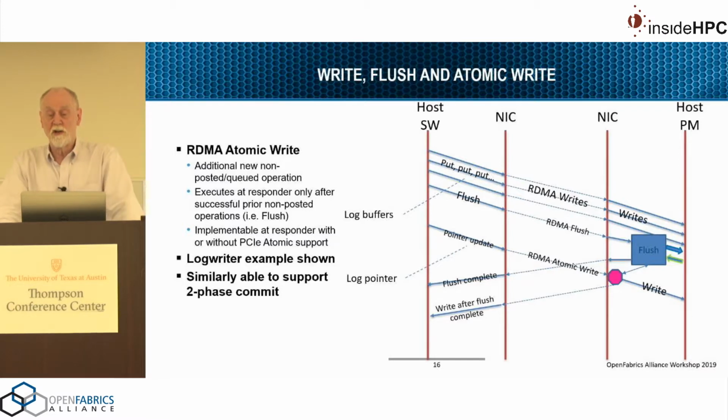There's a second new operation on the RDMA agenda called atomic write. It's a new non-posted or queued operation that executes at the responder only after successful prior non-posted operations. And the one we're really interested in here is flush. So the idea is we can implement a log writer, right? We can write a block of data, commit it to persistence, update the pointer. And we only update the pointer if it was made persistent, right? We can't possibly update that pointer until persistence is guaranteed. Log writers break when you do that, right?